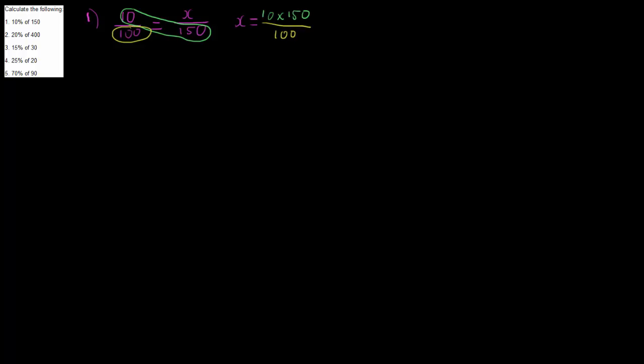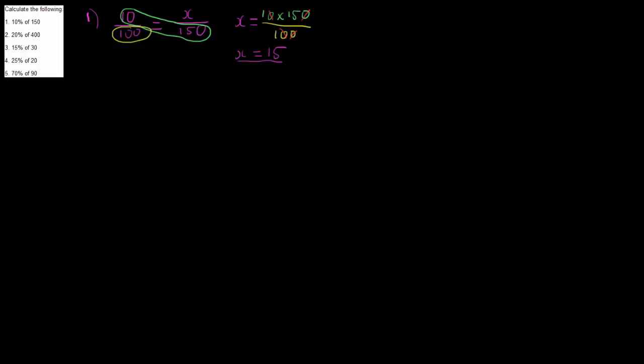To work this out, we can do this a couple of ways. The first thing I'm going to look at is the fact that I can cancel out some of the stuff on the top with what's on the bottom. I can cancel out this 0 with this 0, because that's dividing both by 10, and I can cancel out this 0 with this one here. That leaves me with x equal to 15. So 10% of 150 is 15.